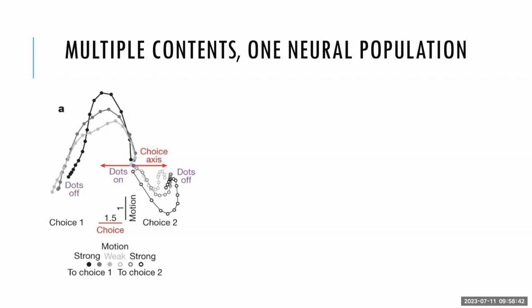The darker it is, the clearer the motion coherence is. Filled shapes are motion to the left, empty shapes are motion to the right, and the color tells us how strong it is. Around the time the dots are shown on the screen, there's no real difference between any of these. The monkey doesn't have any information yet about the motion that's going to come on. And then we start seeing things diverge. The crucial thing for us now is the projection on the y-axis. This is the motion information.